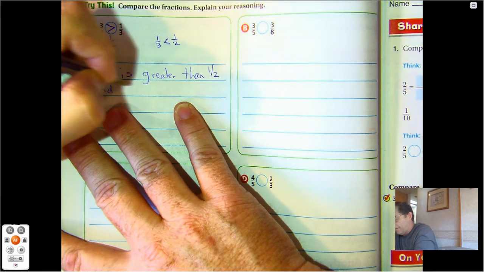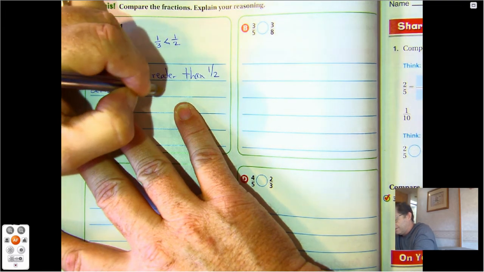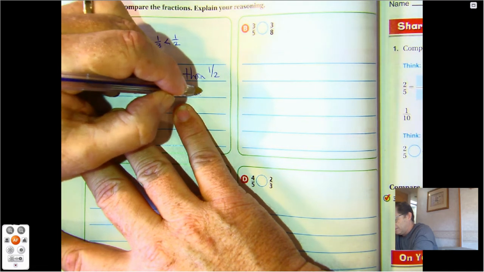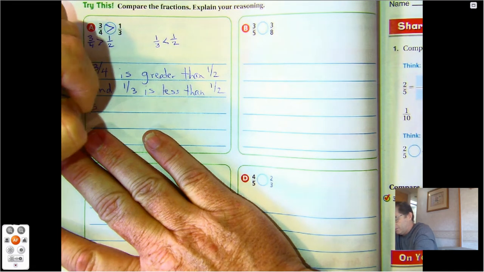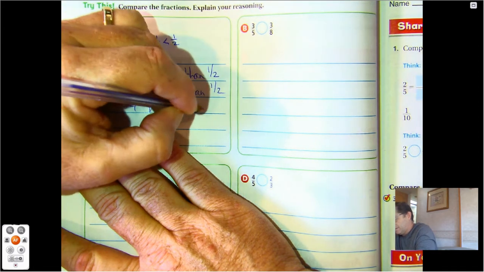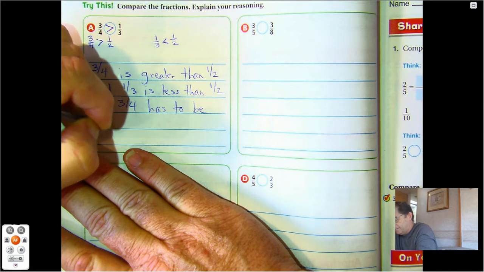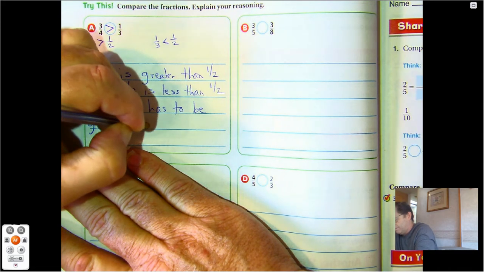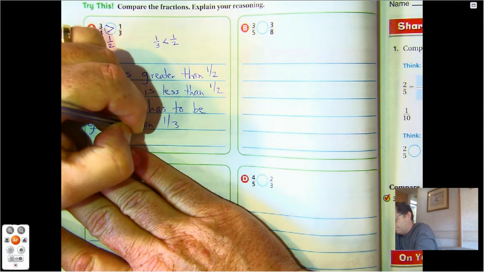3/4 is greater than 1/2. And 1/3 is less than 1/2. So 3/4 has to be greater than 1/3. Okay.